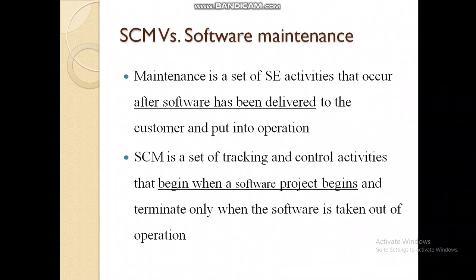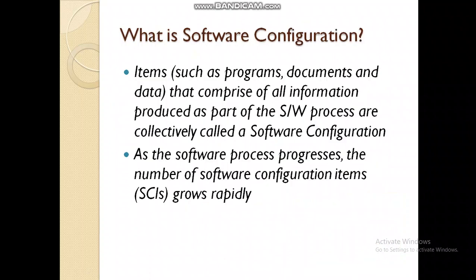SCM versus software maintenance. Maintenance is a set of software activities that occur after the software has been delivered to the customer. SCM will track and control activities that begin when a software project begins and terminate only when the software is taken out of operation. What is software configuration?